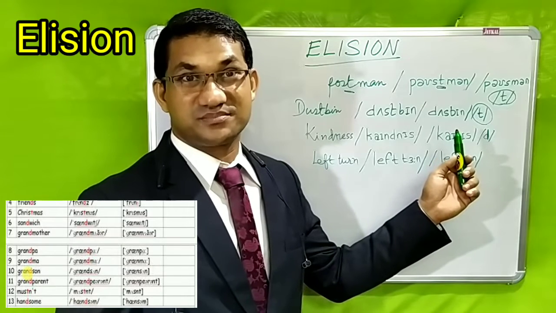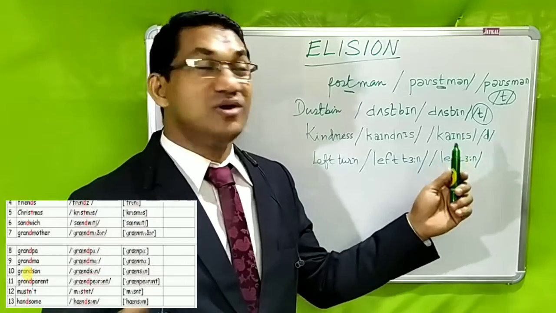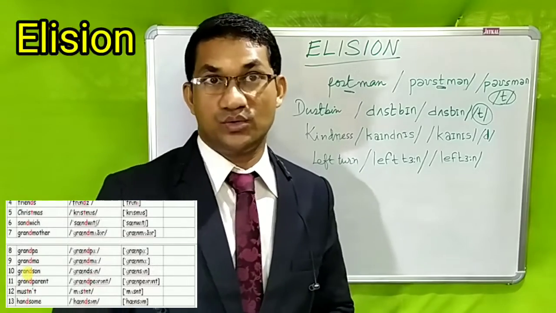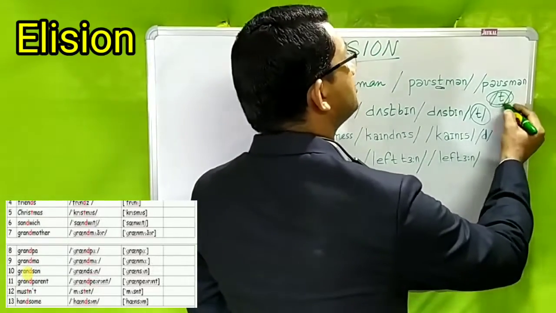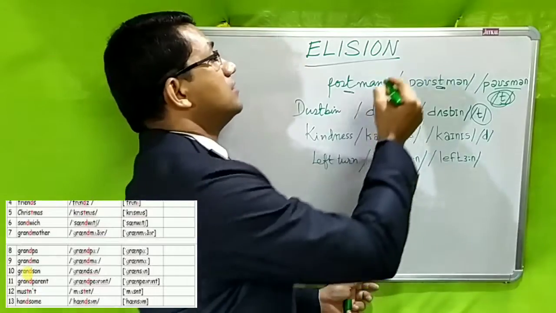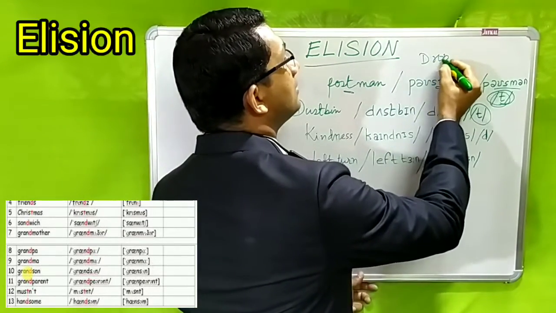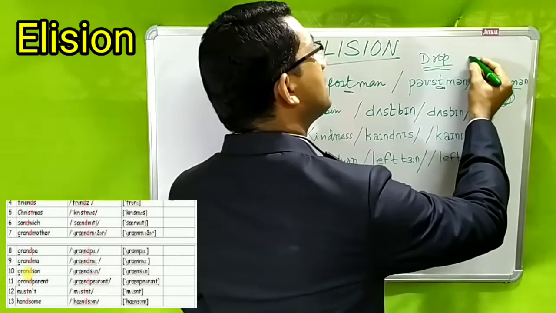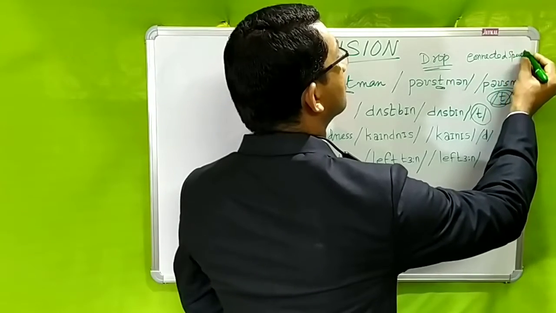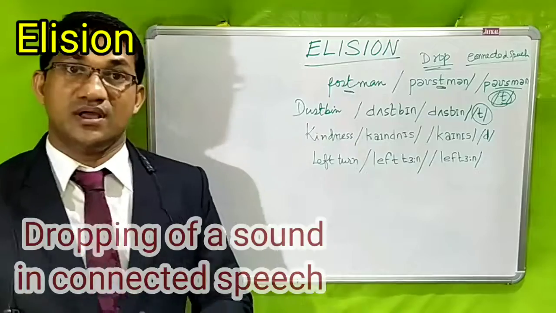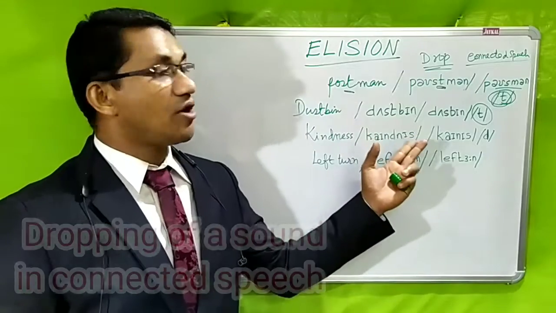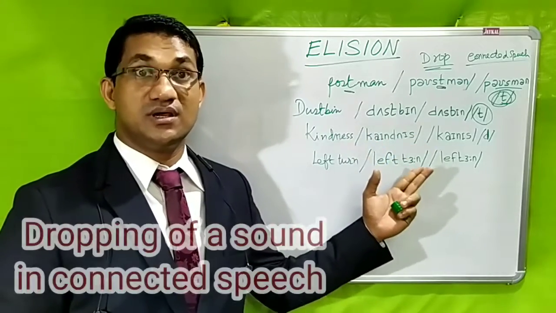Did the postman come? You only hear postman, without the t. That t sound is dropped in connected speech. We have to remember connected speech is of course rapid speech. We are speaking rapidly, and in this rapid speech we drop certain sounds, and such dropping of sounds is what is known as elision.